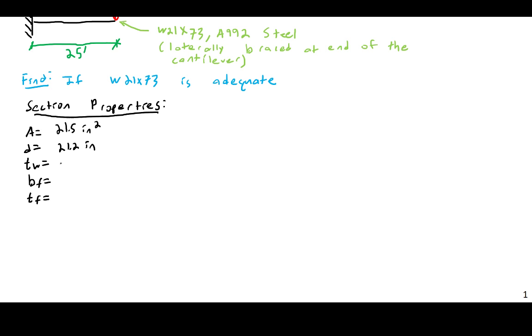The thickness of the web is 0.455 inches. The width of the flange is going to be 8.30 inches. And the thickness of the flange is going to be 0.740 inches.